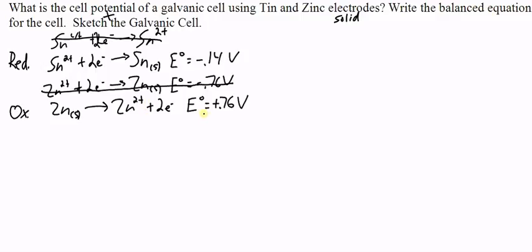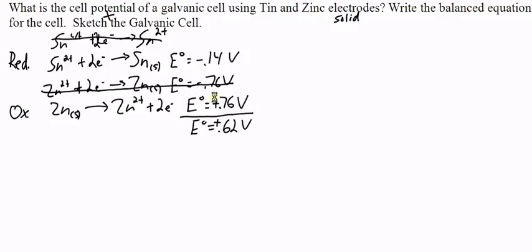So this now gives us the opportunity to add together our cell potentials. We've got 0.76 plus negative 0.14, giving a standard cell potential for this galvanic cell of 0.62 volts, and I'll even put in the positive to remind myself. So positive 0.62 volts is going to be the cell potential of the galvanic cell.